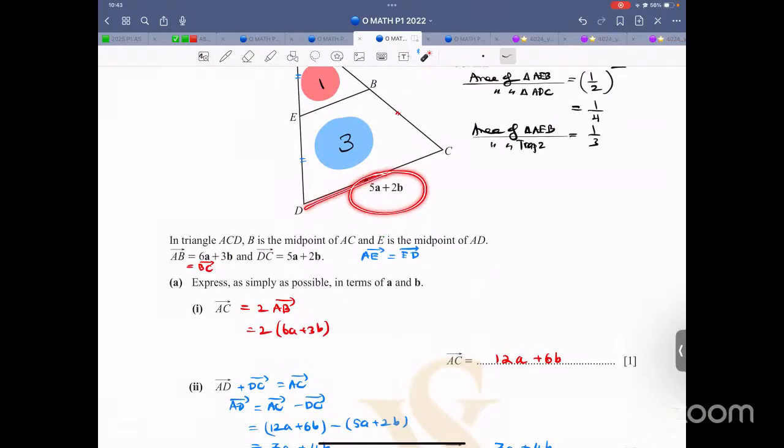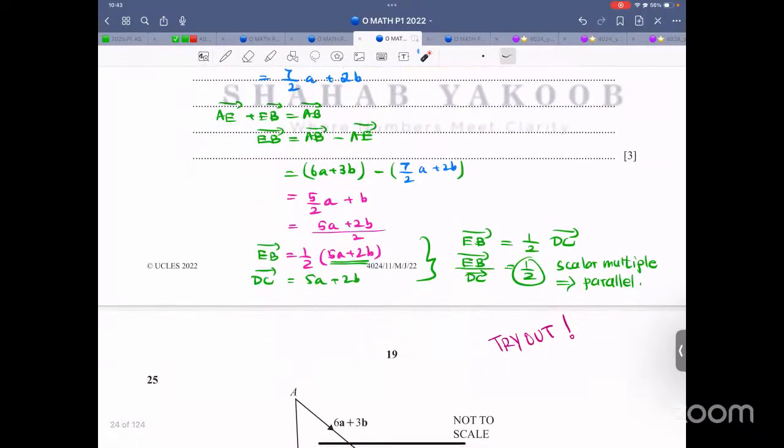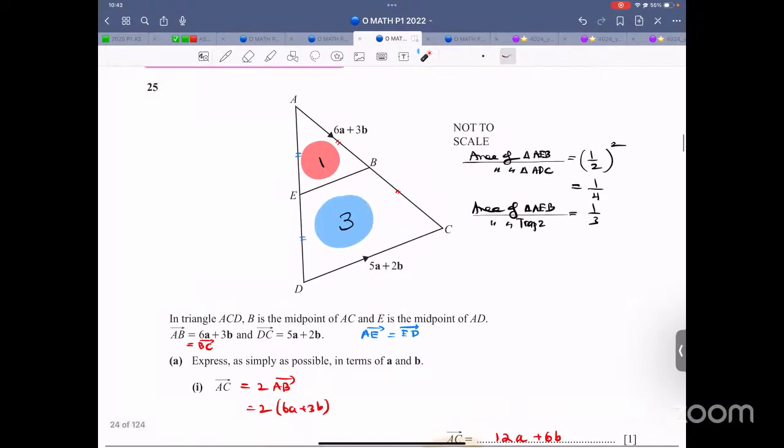Isn't 5A plus 2B the same thing as DC? Yes. So therefore, if I divide, I get this constant, half. This is a scalar multiple. Therefore, it's parallel. That is the logic that is being applied over here. Got the idea? So now let me ask this question.